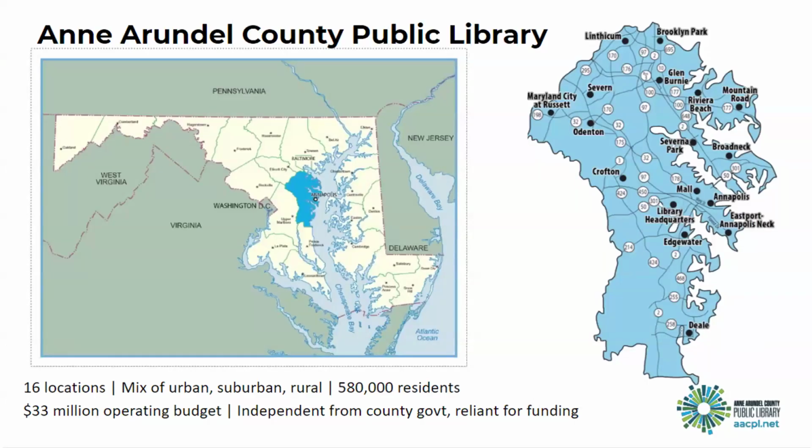We wanted to provide you with a little bit of context about where Anne Arundel County is. We've got a county map here on the side, and on the left, you can see that we are nestled between our state's capital, Washington, D.C., Virginia, and then to the north, Pennsylvania, New Jersey, Delaware, New York. And in Anne Arundel County, we have 16 library locations. We have a lovely mix of urban, suburban, and some rural areas as well. Our county consists of 580,000 residents, and the operating budget for the library is approximately $33 million.